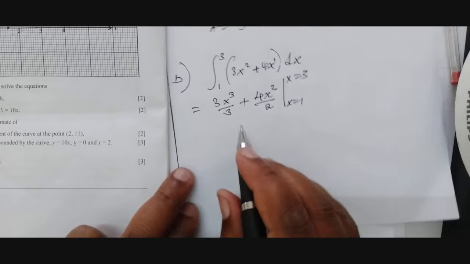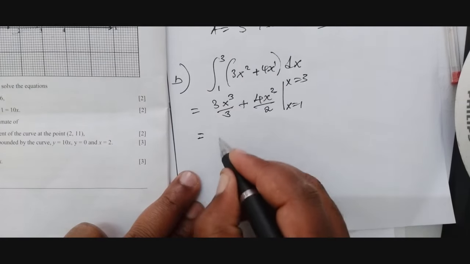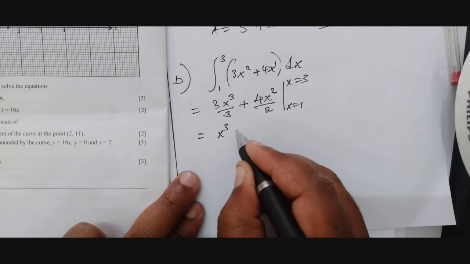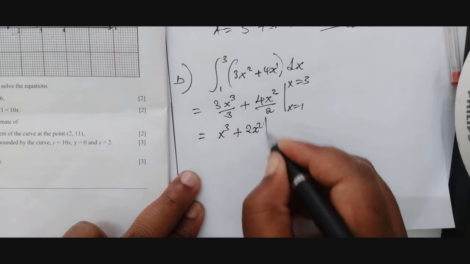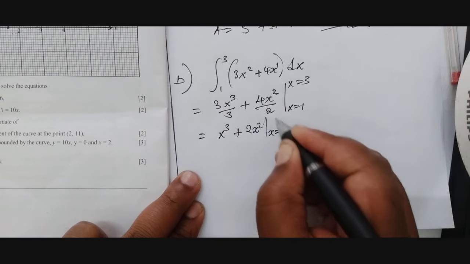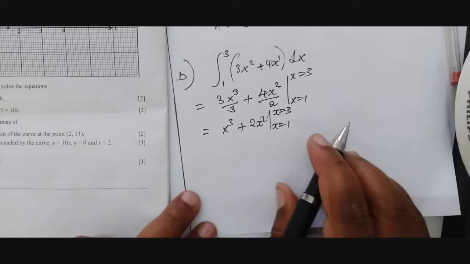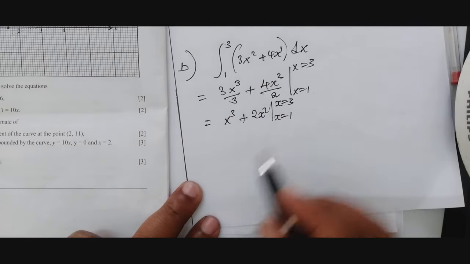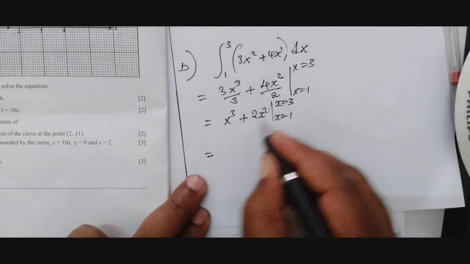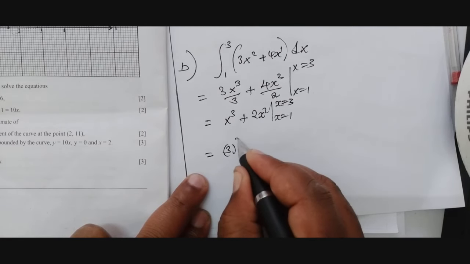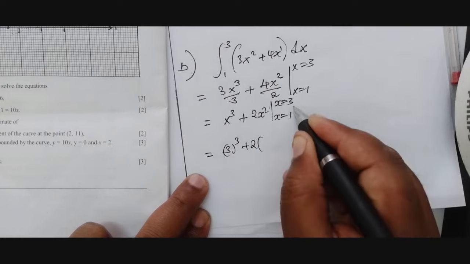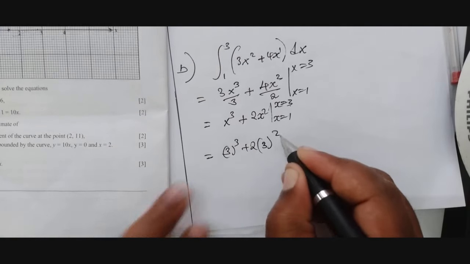Alright? So here we say this and that will cancel. X to the power 3 plus this into that is 2, 2x squared. We are integrating from x is equal to 1 to x is equal to 3. So what we are going to do here is to substitute. Alright? We'll say the first one will use the upper limit. So we'll say 3 to the power 3 plus 2, x is 3 to the power 2.